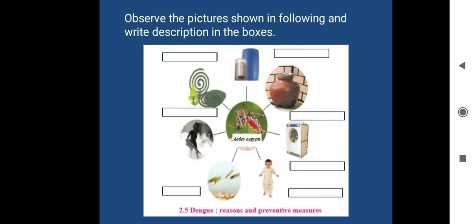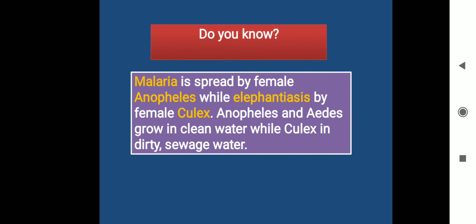The next disease, no, before that, do you know malaria is spread by female Anopheles, while elephantiasis by female Culex. Anopheles and Aedes grow in clean water, while Culex in dirty sewage water.